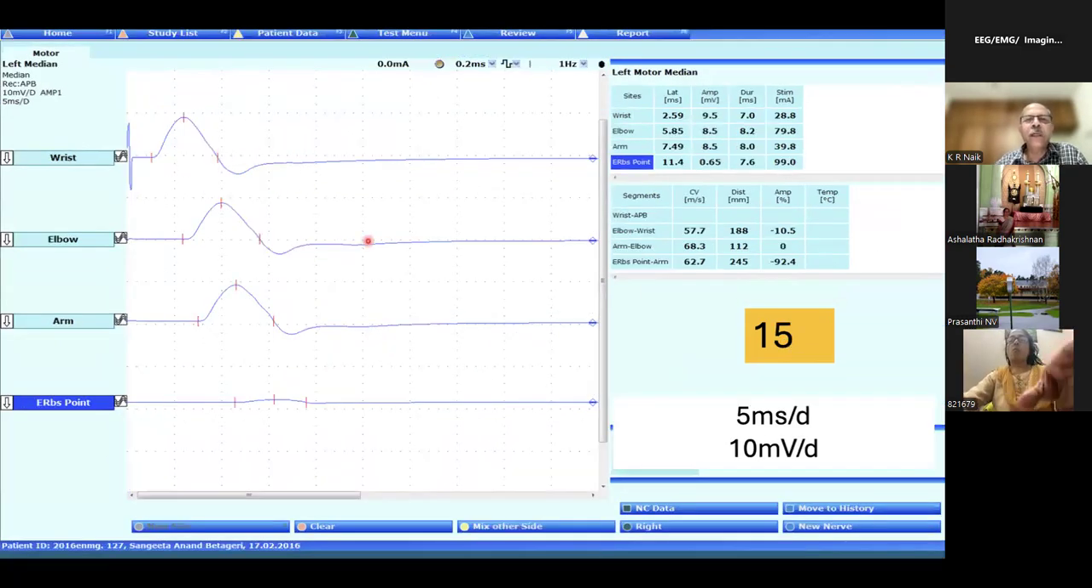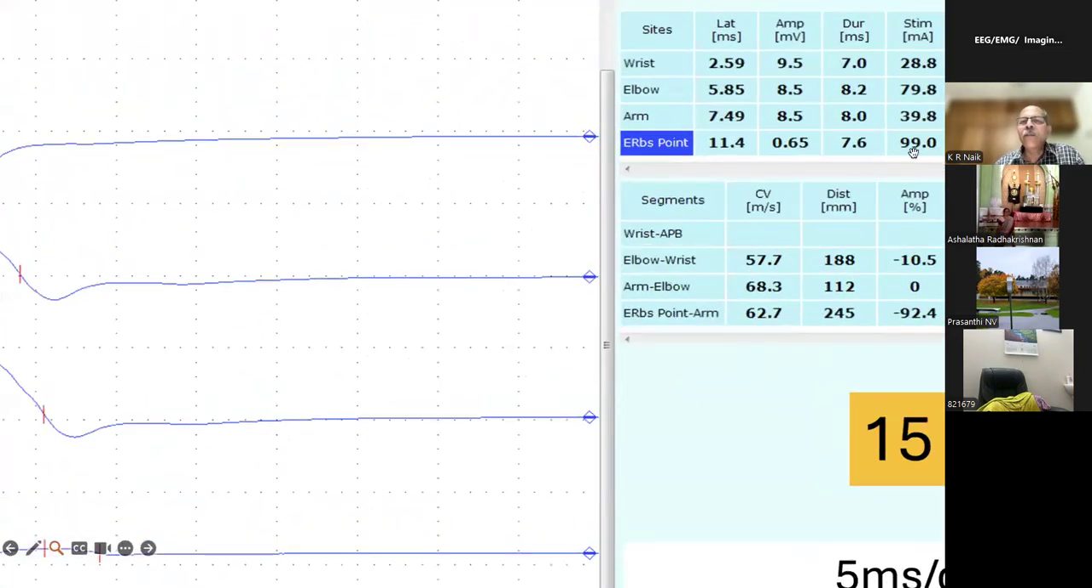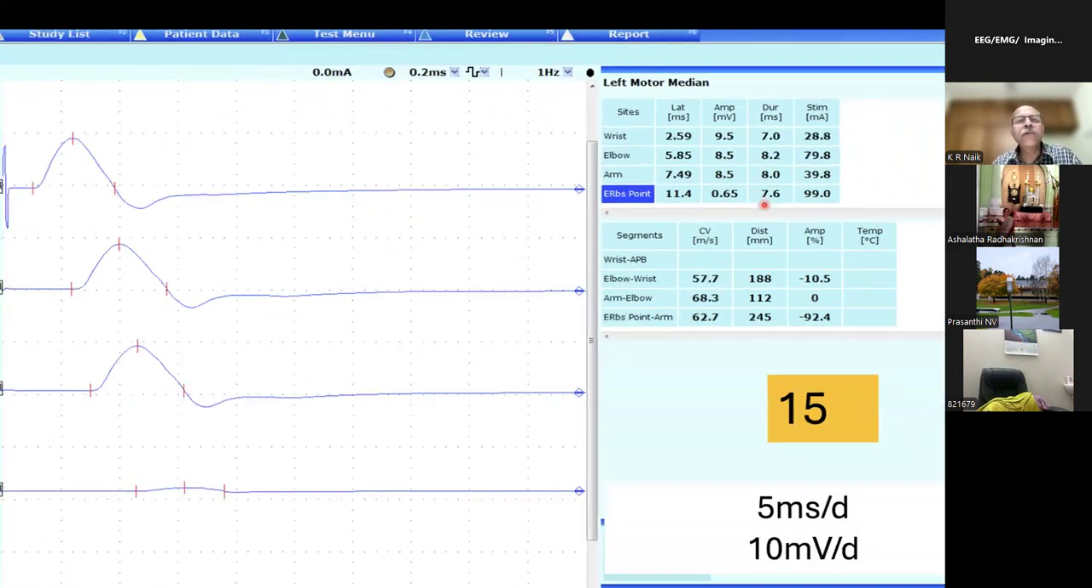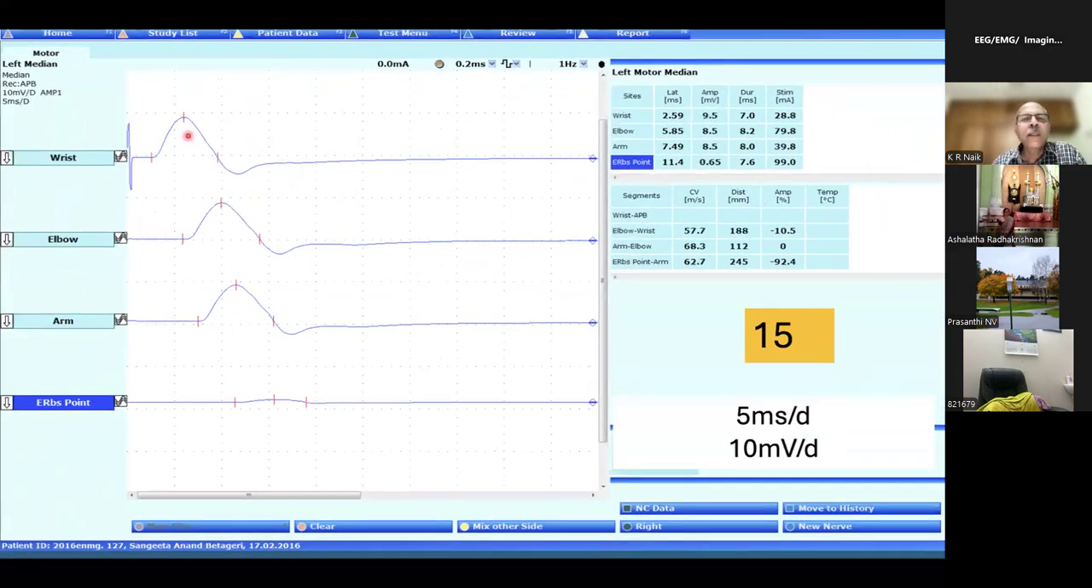Now this patient was the question, patient number 15. A lady with a history of fall, brachial plexopathy, came for conduction around 3 months. You have a good CMAP, 9.5 millivolts. At the end of 3 months, the patient is still weak. That means you still have axons which are conducting below the brachial plexus.